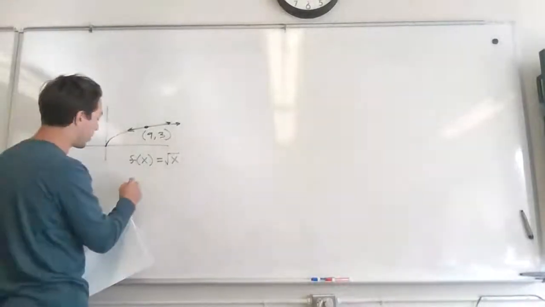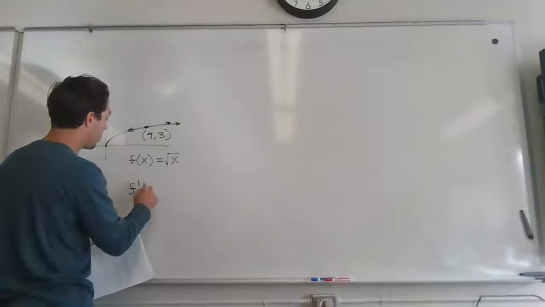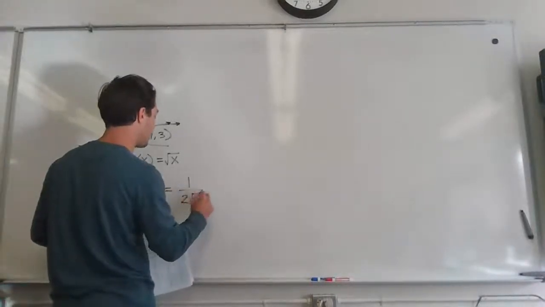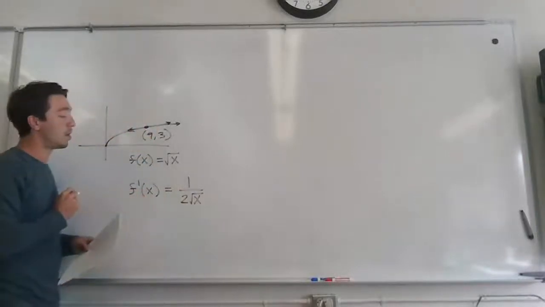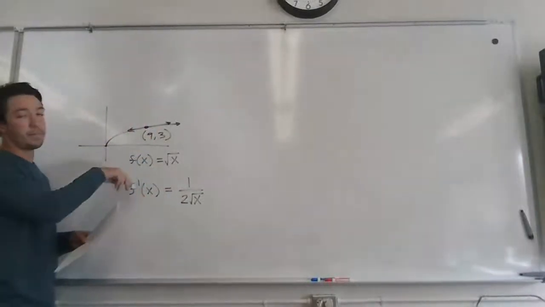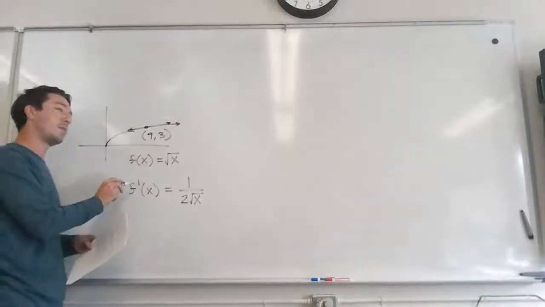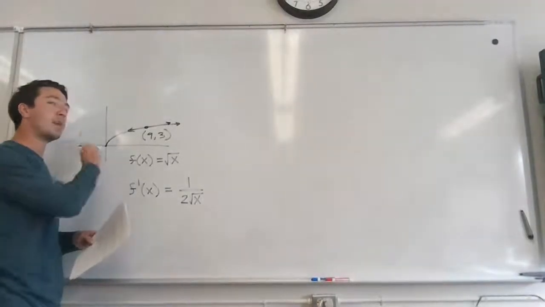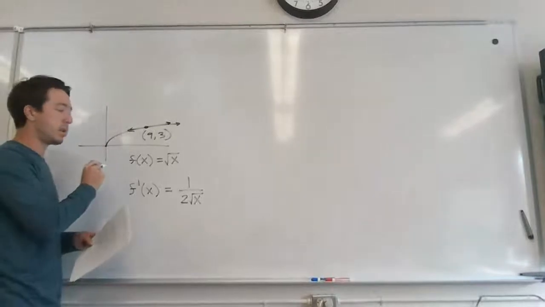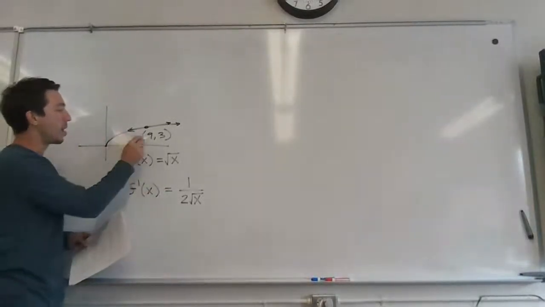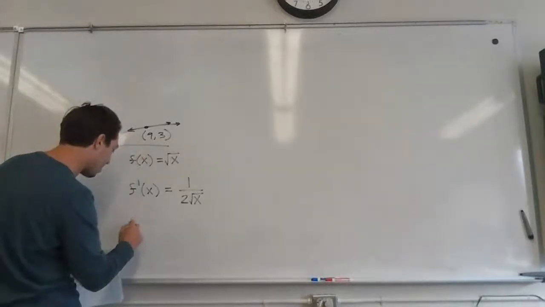So to get the slope, you take the derivative. My derivative would be 1 over 2 root x. Everyone okay with that? Now, that's a general formula for getting the derivative at any point on this line, right? Now, so what do I plug in here? Do I want to plug in the 9 or the 3? The 9. So let's plug in the 9.